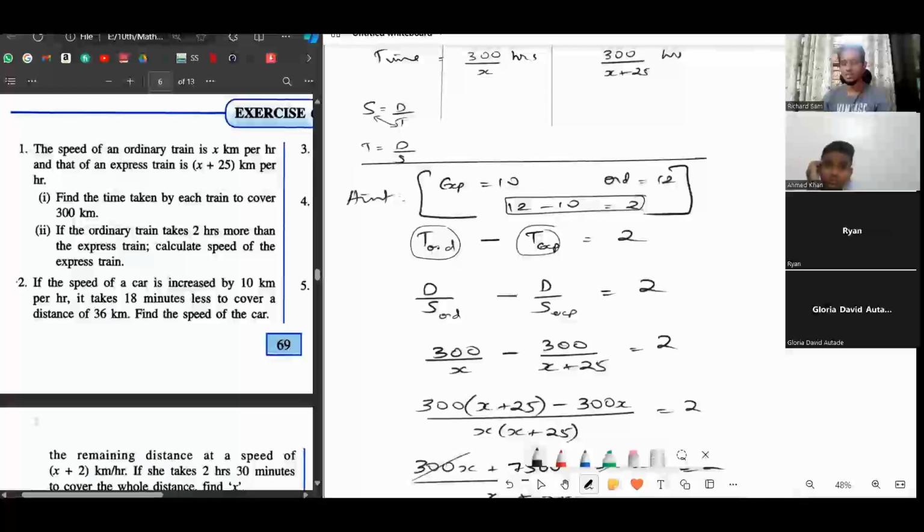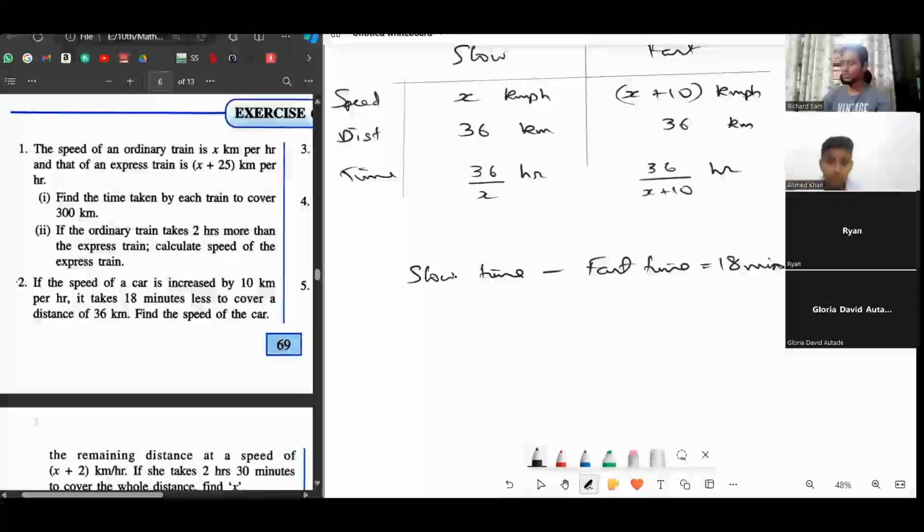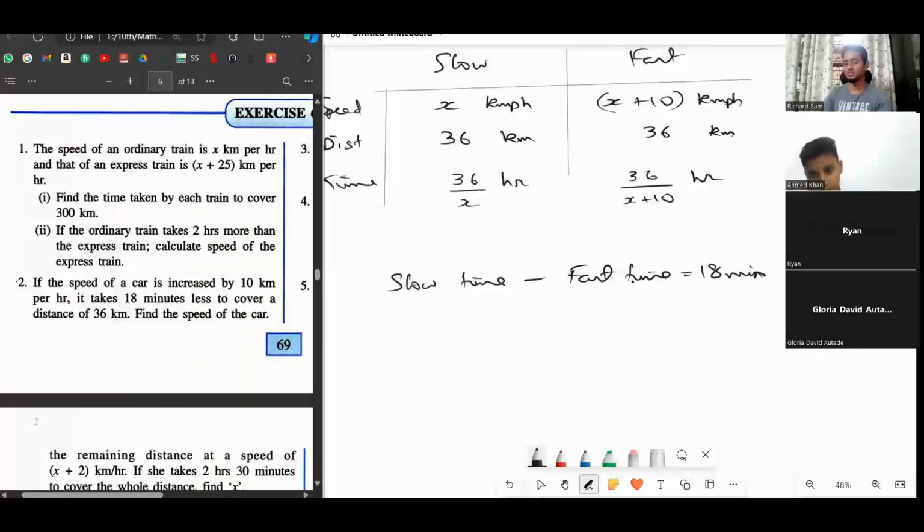Here, time taken for the ordinary train, which was the slow, minus time taken for the express train, which is fast, was equal to 2 hours. Here also same thing. The time taken when it was traveling slow, that was the more time, minus when it was traveling fast. Wait, which one took more time? Slow, right? When the train was traveling slow, it took more time. So always the bigger value on the left, smaller value on the right.